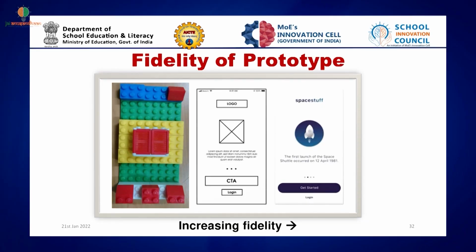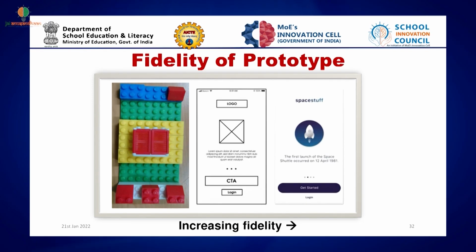So, depending on what is the idea, what is the solution, and what is the problem, you can choose the fidelity. And in all scenarios, there will be an increasing fidelity level, maybe from the first prototype to the second, third, fourth prototype. The first prototype may be rough sketches, or even you can use your toys, like building blocks, etc., in order to make them, which I'm sure most of you might be having access to.